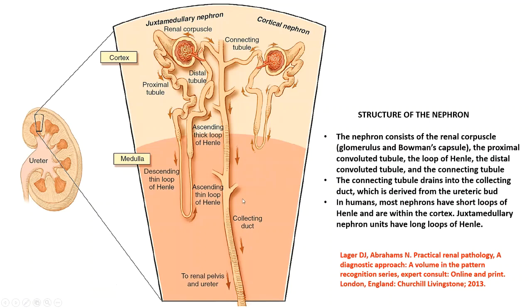Now there are actually two types of nephrons, and the majority of the nephrons are those which are located at the level of the cortex. The main difference that we see between the juxtamedullary nephrons and the cortical nephrons is that the cortical nephrons have got very short loops of Henle, while the juxtamedullary nephrons have got pretty long loops of Henle which dip quite a bit distant into the medulla.